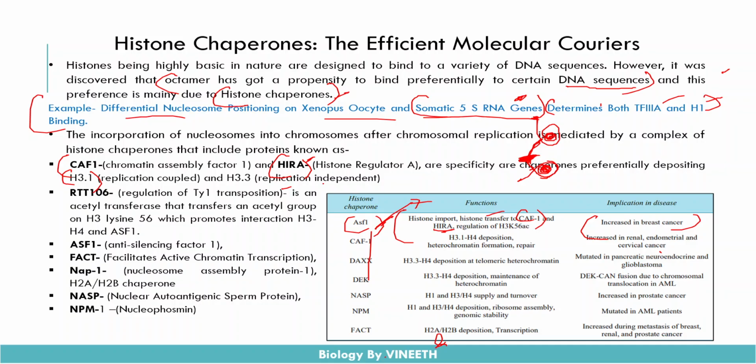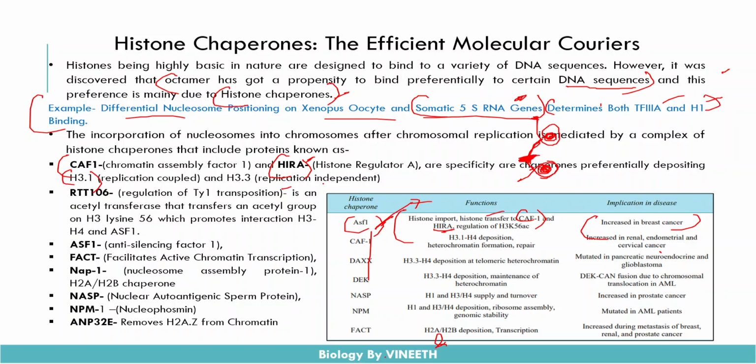H2A and H2B are the normal core histone proteins. So FACT is involved in H2A and H2B deposits, and also in gene regulation or transcription activities. The core histones H2A and H2B are deposited by FACT. Then we have NAP1, nucleosome assembly protein 1, which is again an H2A and H2B chaperone.